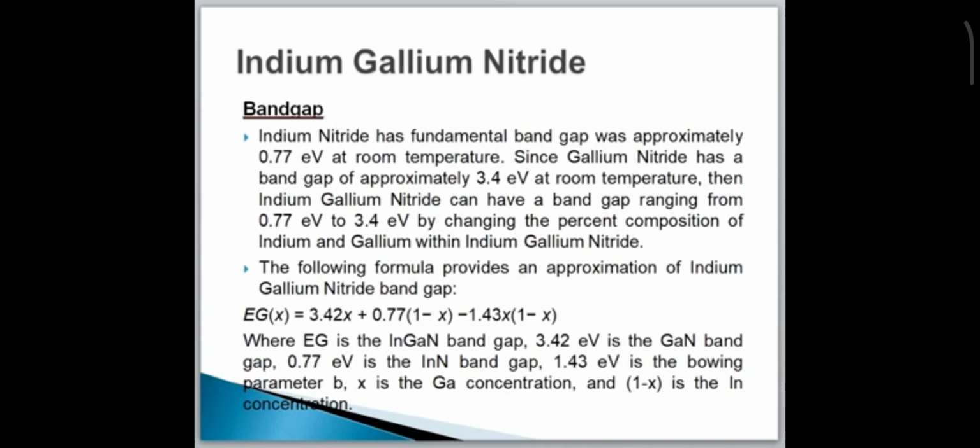The value of the band gap of the indium gallium nitride material will depend upon the mole fraction X. The following formula provides an approximation of the indium gallium nitride band gap. Eg is the band gap, X is the mole fraction, 3.42 X. 3.4 electron volt is the band gap of gallium nitride and 0.77 electron volt is the band gap of indium nitride, in which 1.43 is the bowing parameter B. Indium nitride has the 1 minus X concentration and gallium nitride has the X concentration.